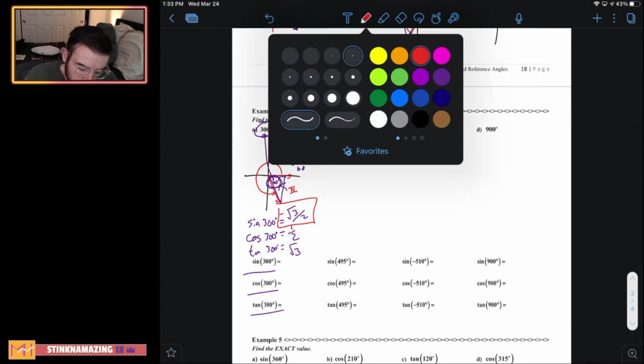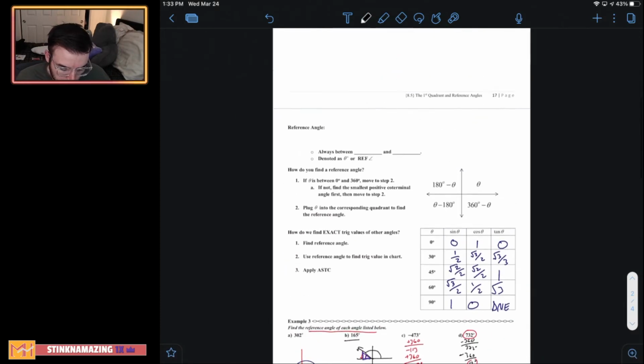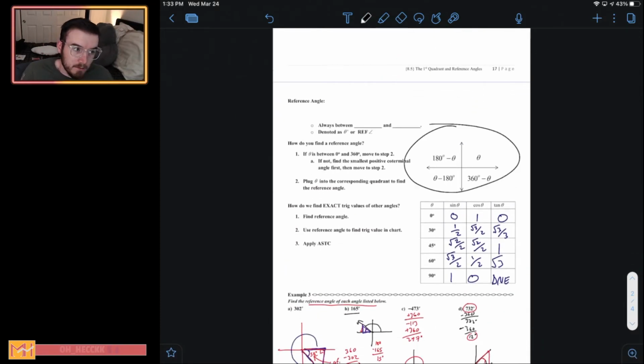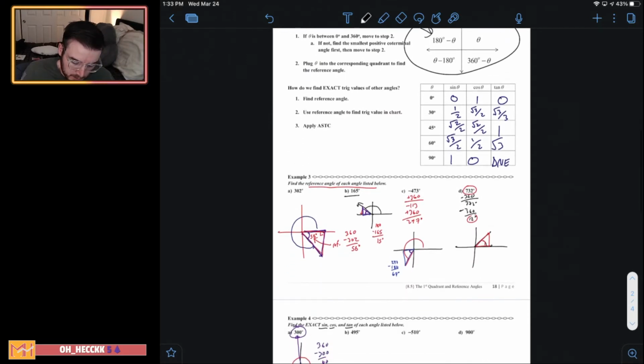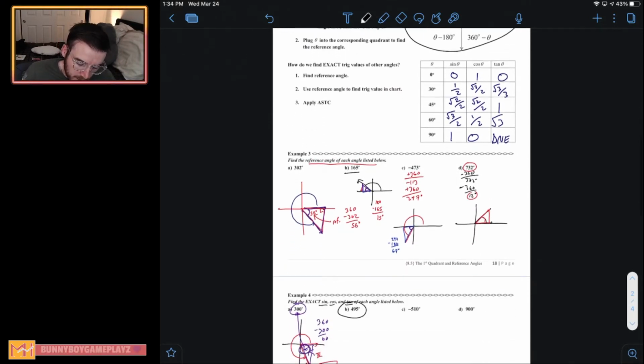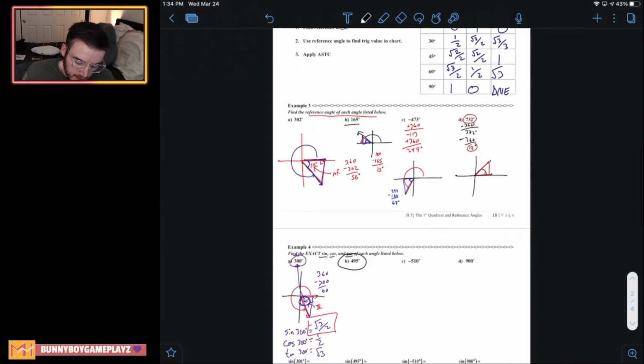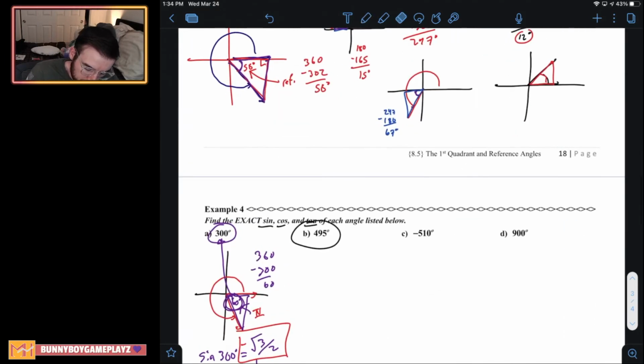Now, I chose to ignore it for a little bit. There's this little trick right here. This is a little trick on how to find the reference angles. If your angle, well, 495 is way too big. Let's subtract 360 from that to find a coterminal angle. 495 minus 360. That gives me 135 degrees.